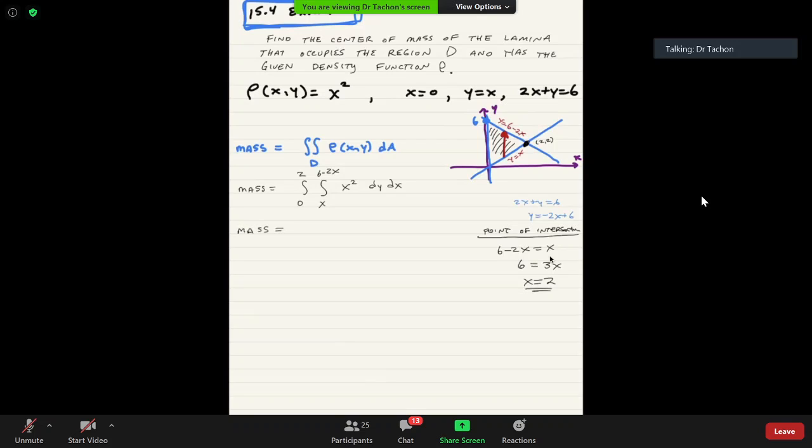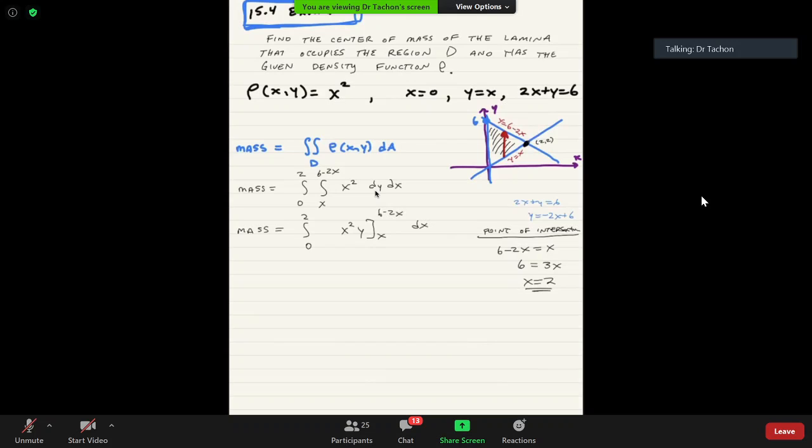So what is the mass going to be? Well, we'll take care of the 0 to 2 in a moment, but let's go ahead. We're integrating x squared with respect to y. So we integrate with respect to y, you get x squared times y. X is treated as a constant. This gets evaluated from x to 6 minus 2x, okay?